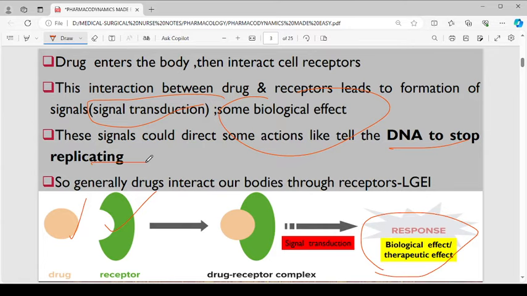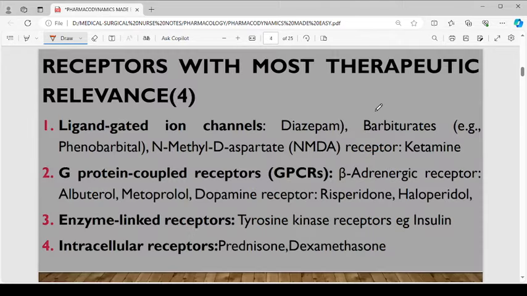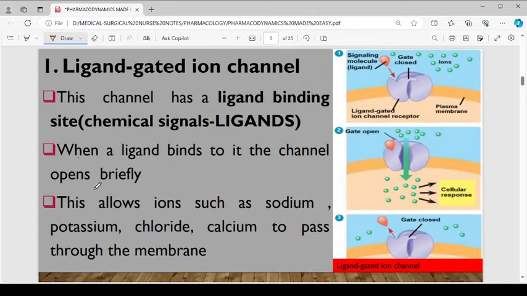So generally, what we need to know is that drugs normally interact with our bodies through the use of receptors. And we have different types of receptors, all right? But we have four major receptors that have therapeutic relevancy. And this includes, number one, the ligand-gated channels. Good examples of drugs that could use this type of receptor could be like diazepam. We have the G protein coupled receptors, also called the 7-transmembrane protein. And then we have the enzyme-linked receptors, and lastly, intracellular receptors. So I beg we start with the first one so that we can see what happens in this kind of interaction.